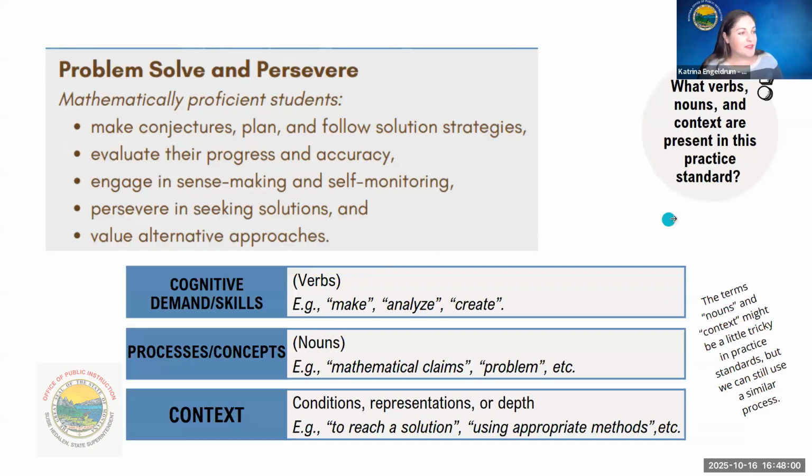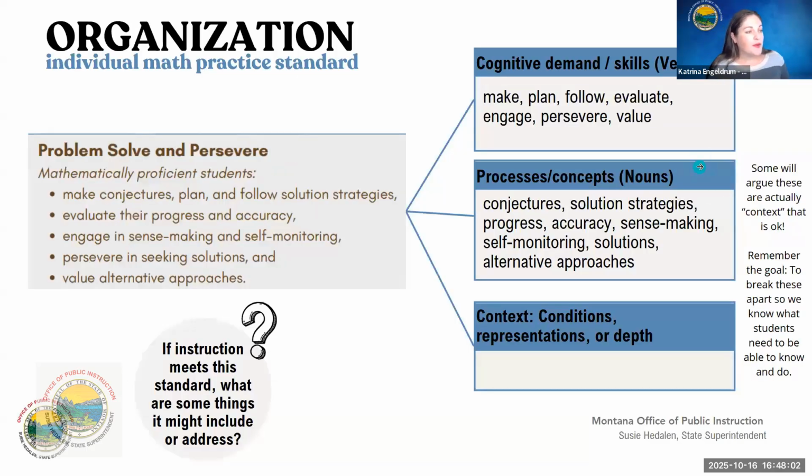What about, well, let's just move on. So what we'll see is you can start to break these apart, and you can look at what are we asking them to make? Conjectures, right? That's the process we want them to engage in. It's the concept we're asking them to apply. We might see that we have plan, right? What do we want them to plan? We want them to plan the problem-solving process, or we want them to make a plan. We want them to follow solution strategies. So you can see that these are broken apart.